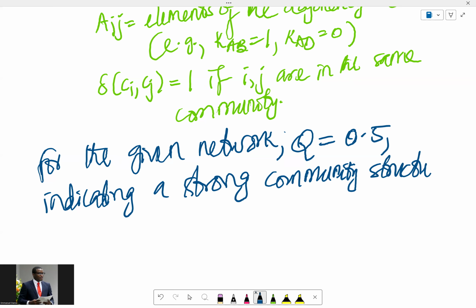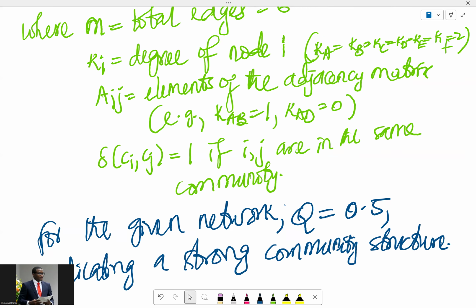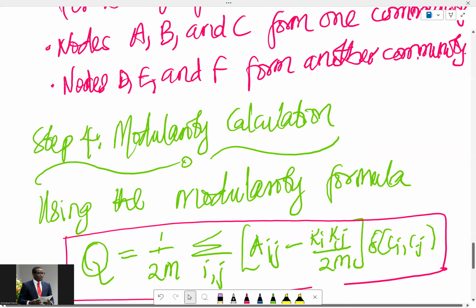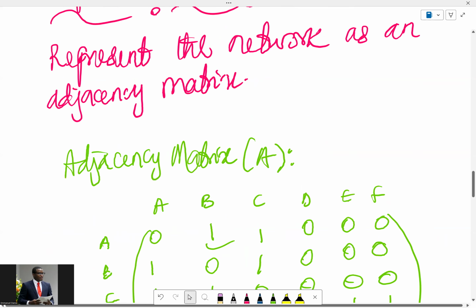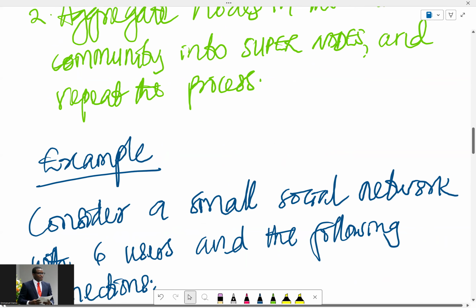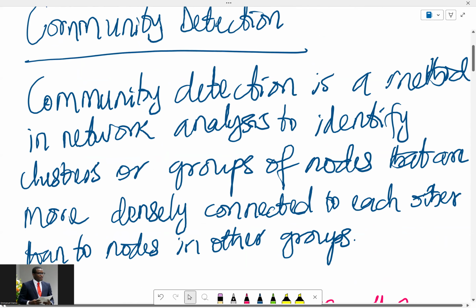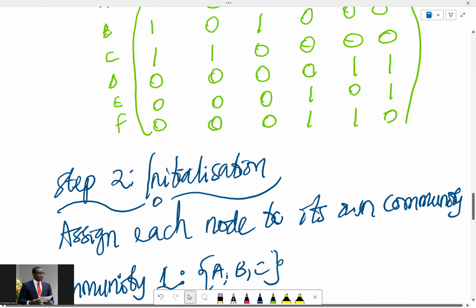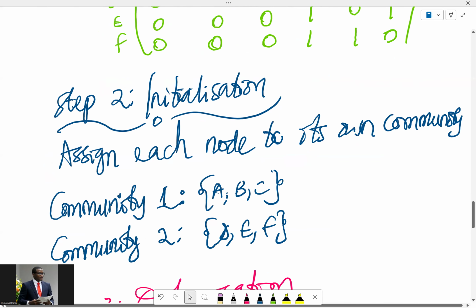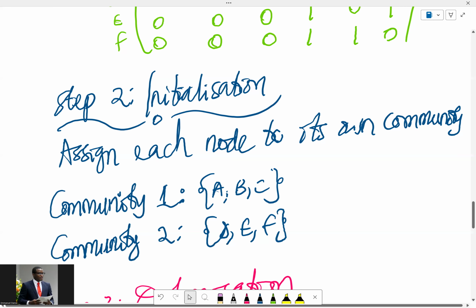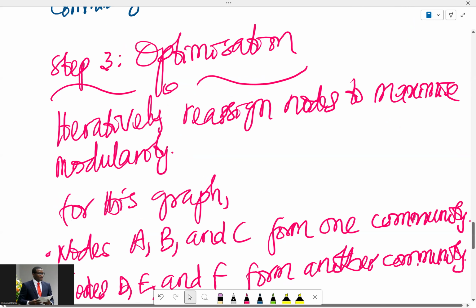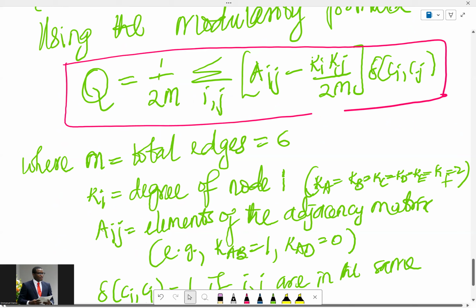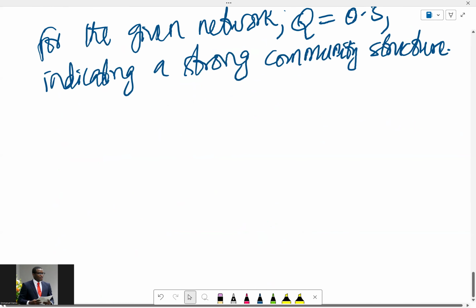So that's a very simple way of demonstrating the modularity and Louvain algorithm for community detection in network theory. Okay, so with this now, maybe I should just give a small summary. I guess that should help a bit.